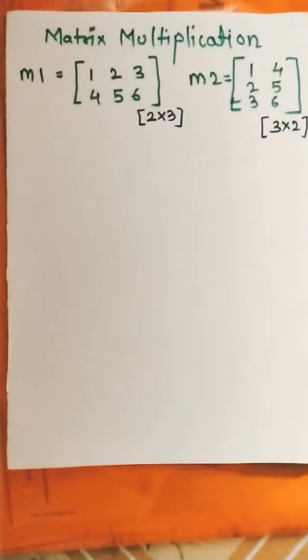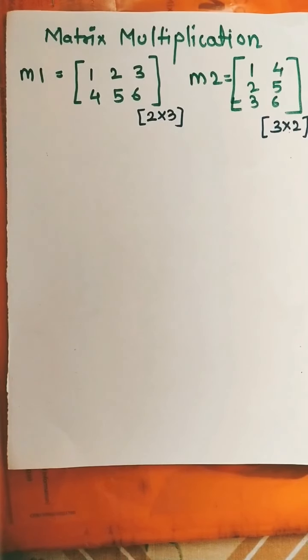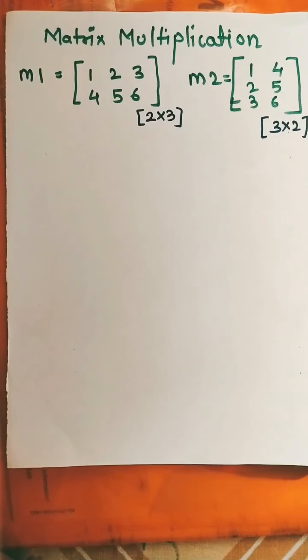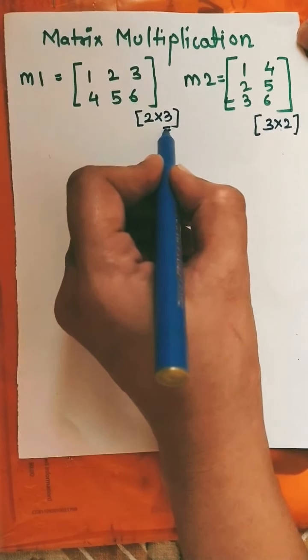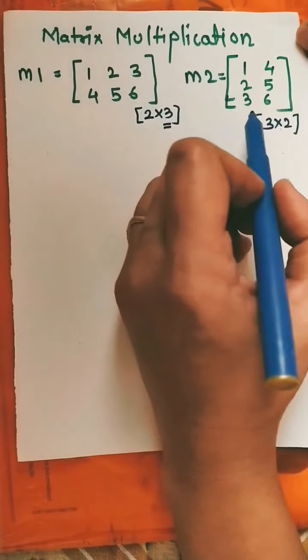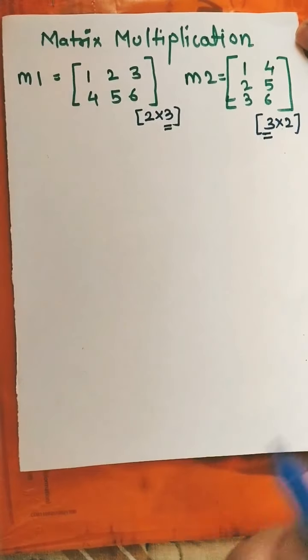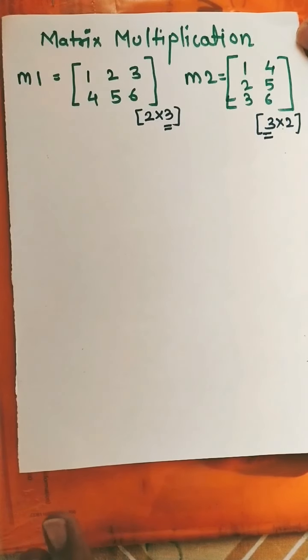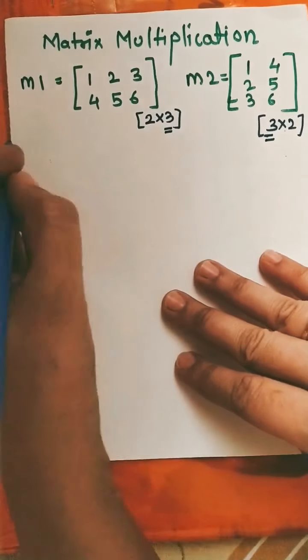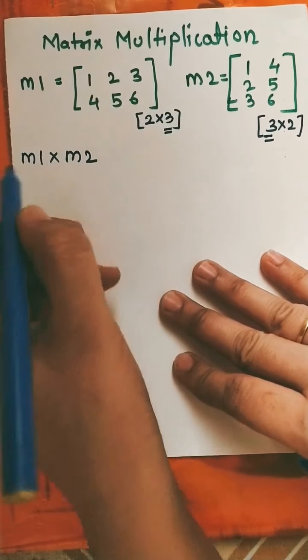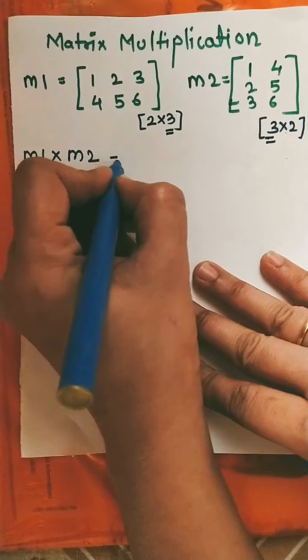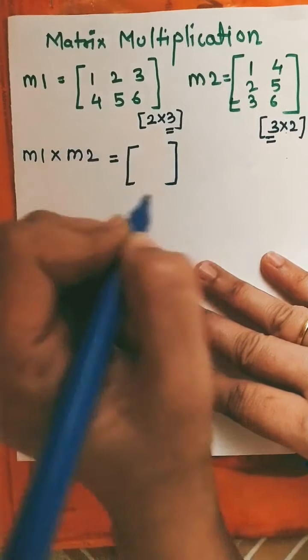Whenever you want to multiply two matrices, we should make sure that the number of columns in the first matrix is equal to the number of rows in the second matrix. Then only we can multiply these two matrices. After that, what procedure do we follow to get the resultant matrix? M1 into M2 is going to give us some matrix.